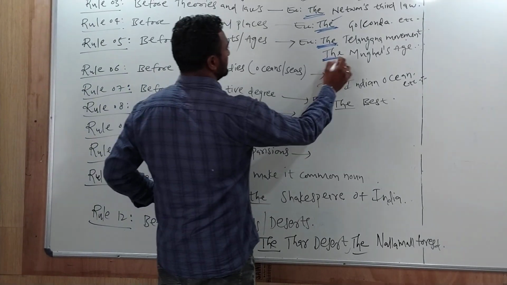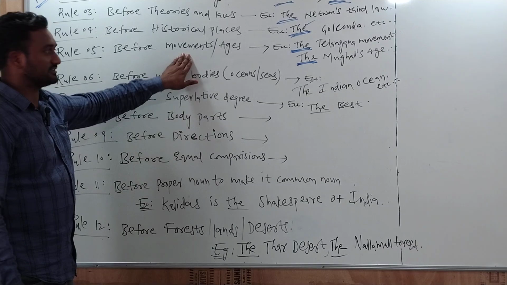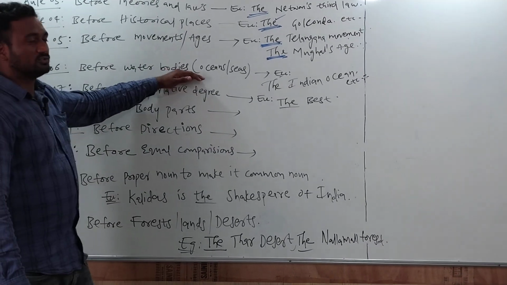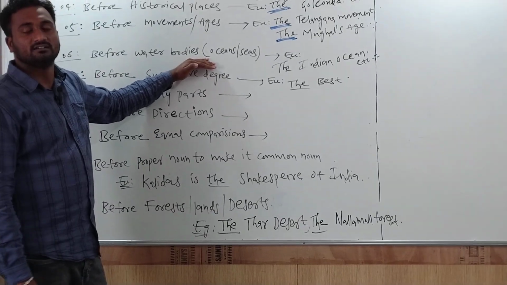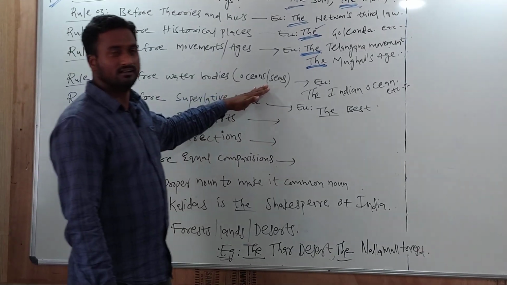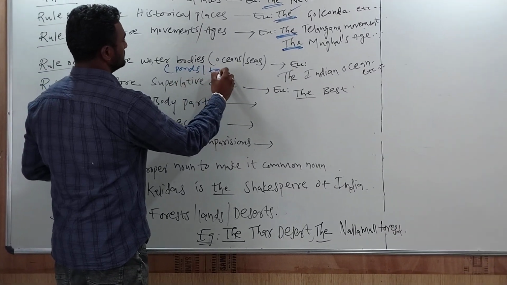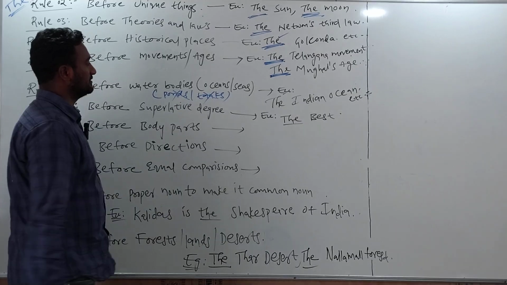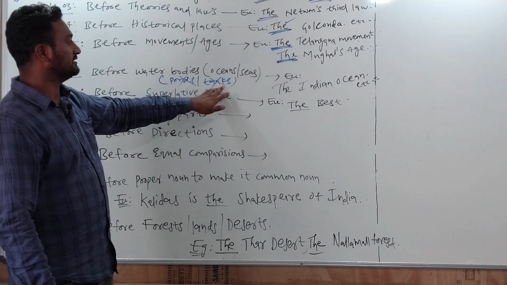You should use the article "the" before any ages, movements or ages. And coming to rule 6, before water bodies. What does water body include? It may be oceans, seas, and before ponds or tanks, we should not use any article "the". This is an exception. Even though they are water bodies, we should not use article "the" before ponds and tanks.